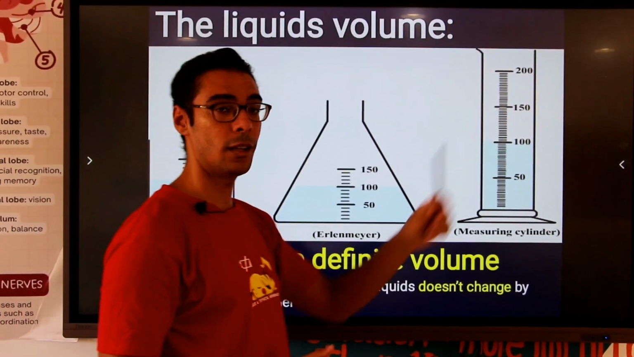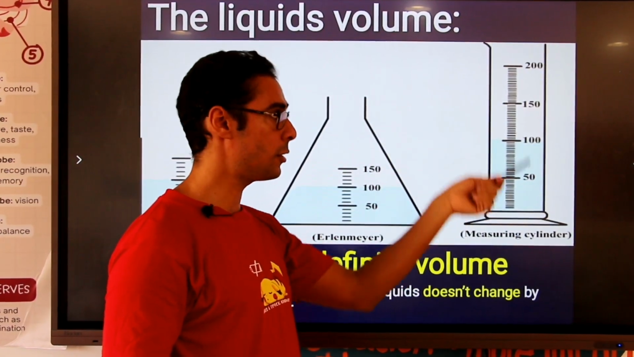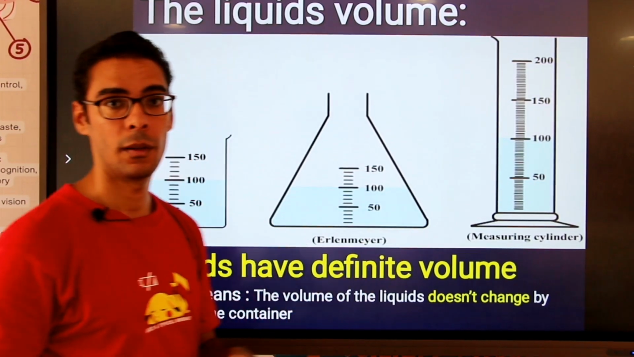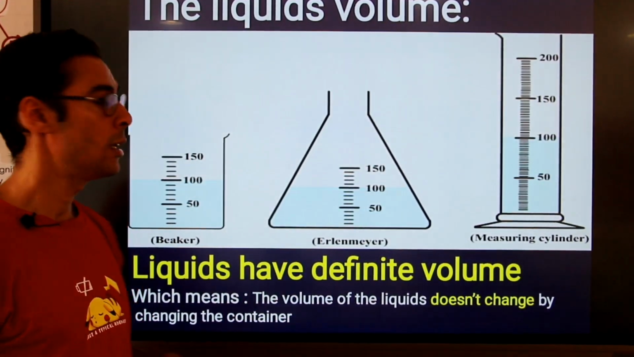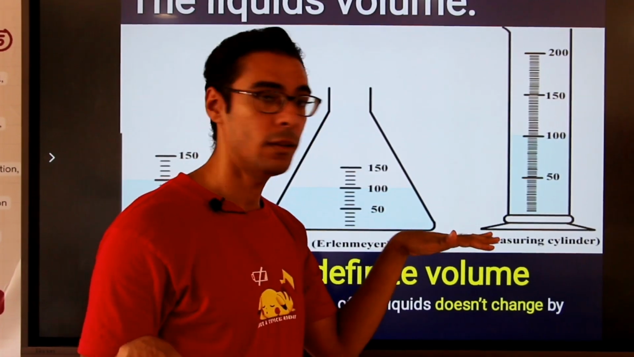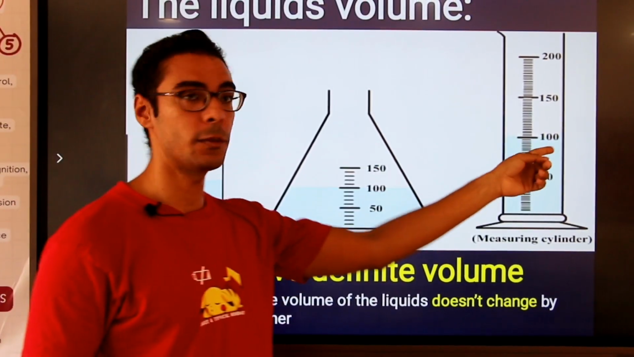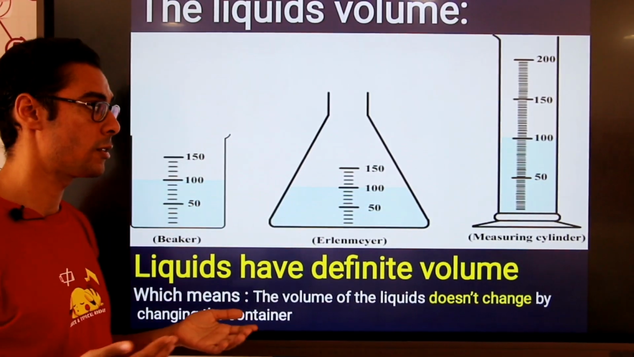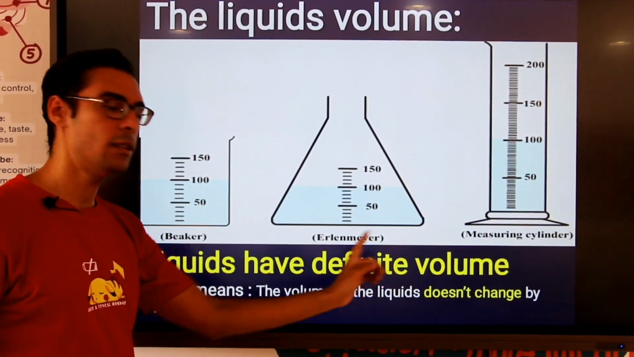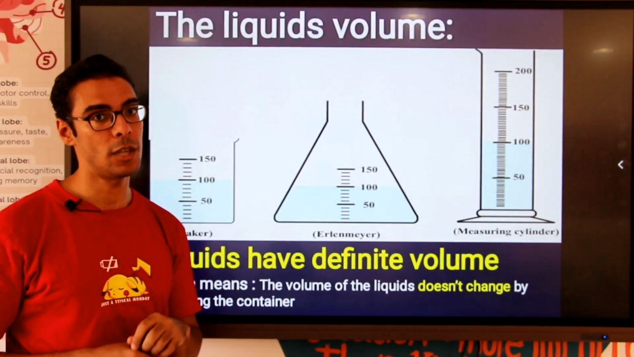And here, in the last one, when we pour the liquid in a new container, the third container gives the liquid inside a new shape, but it doesn't give it a new volume. So the volume is 100, 100, 100 in all the containers. 100 milliliters in 3 different containers. Although they have different shapes, they have definite volume. The volume of the liquid state is not changing by changing the container.